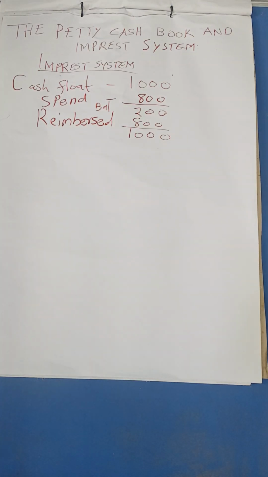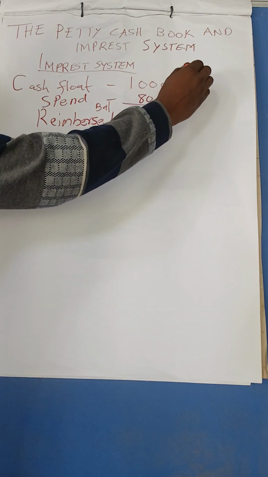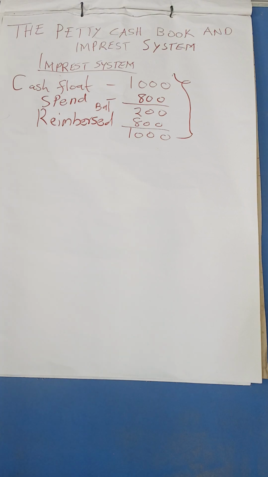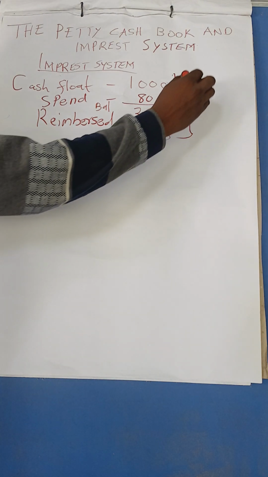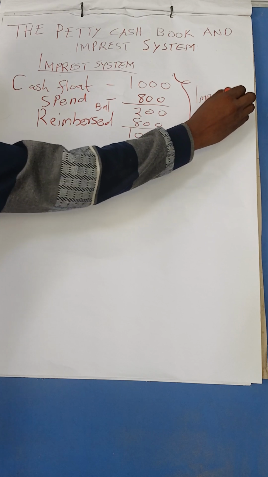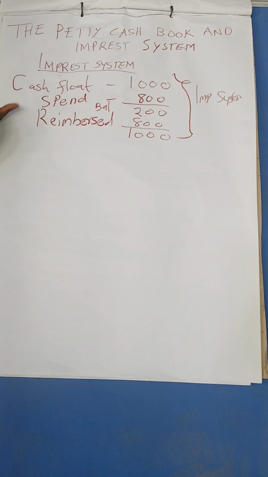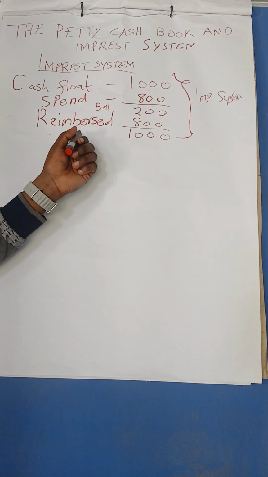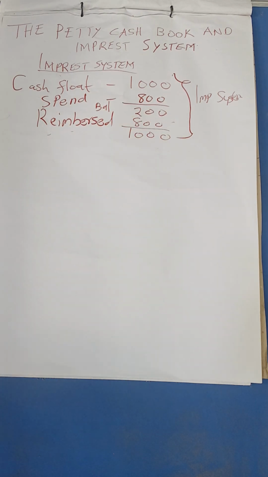So do you know what? All of this, what we have covered, everything here, is what we call the Imprest system. The petty cashier being given the cash float of 1,000, spending 800, having the balance of 200, then being reimbursed 800. Then that's what? Being taken back to the original position.